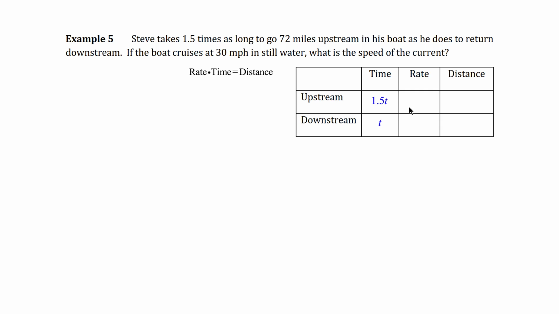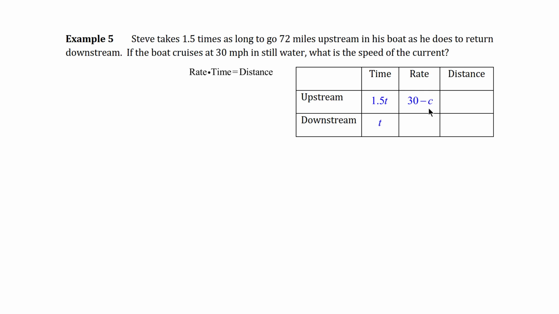Next, we need to fill in the rate. The problem stated that the boat cruises at 30 miles per hour in still water. Now, when the boat is going upstream, it's fighting against the current of the water. So we need to subtract the speed of the current from the speed of the boat when it's going upstream. Because they didn't tell us the speed of the current, we're going to represent this with the variable c. So going upstream, the rate is going to be 30 minus c.